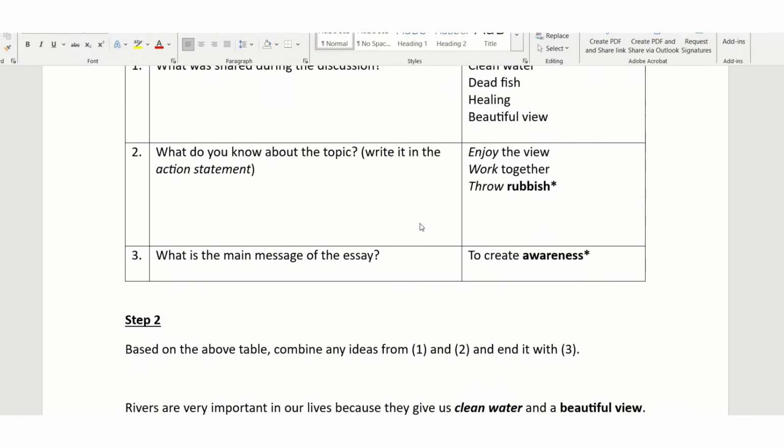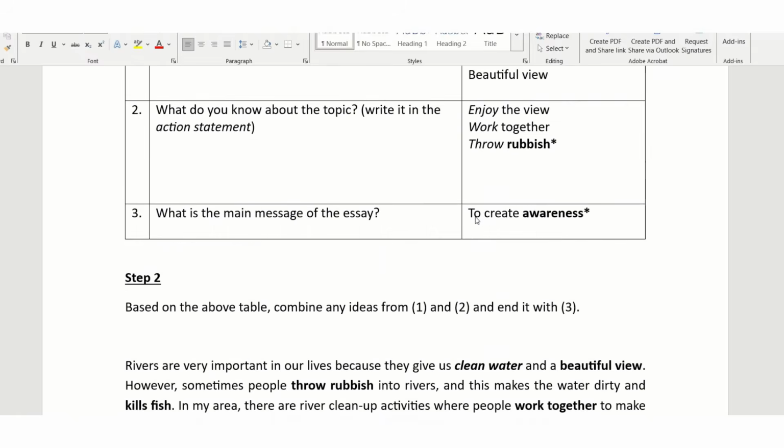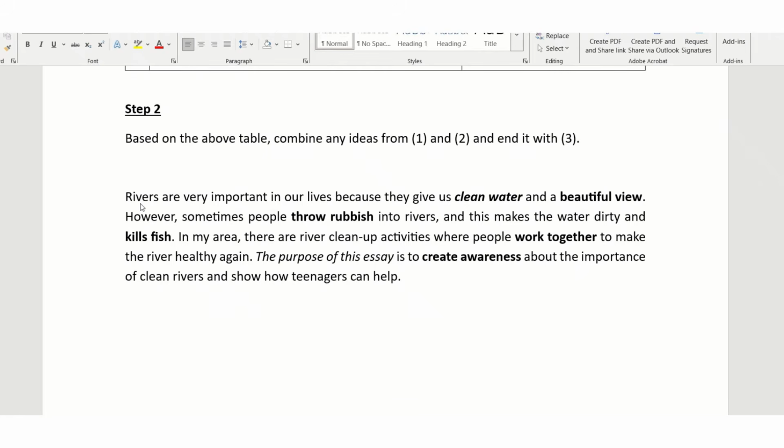they are from step one. Okay, so rivers are very important in life because they give us clean water and beautiful view. However, sometimes people throw rubbish and then kills fish, work together to make the river clean again.